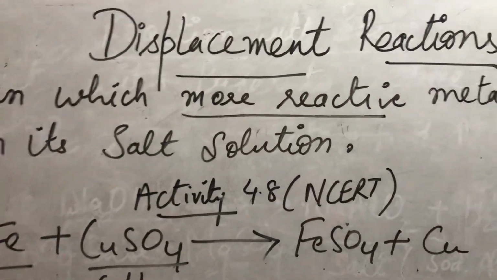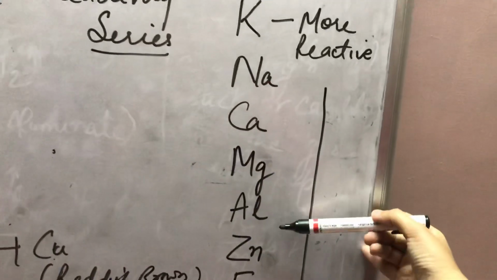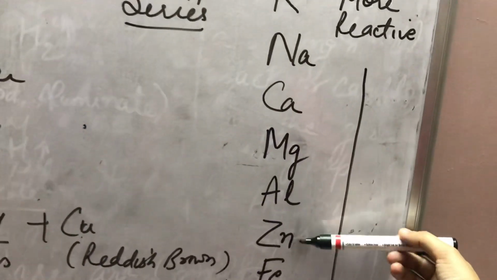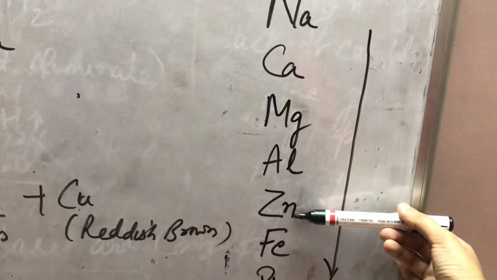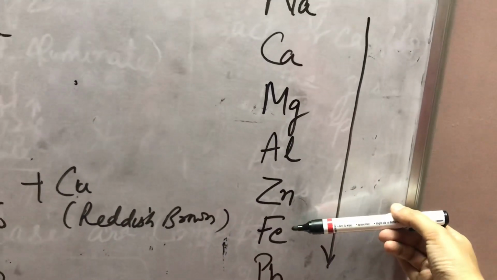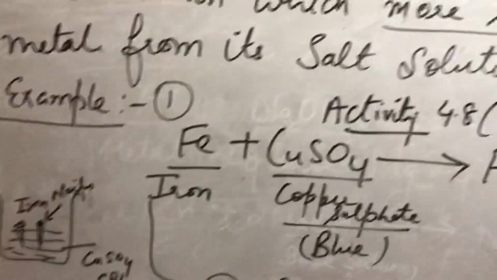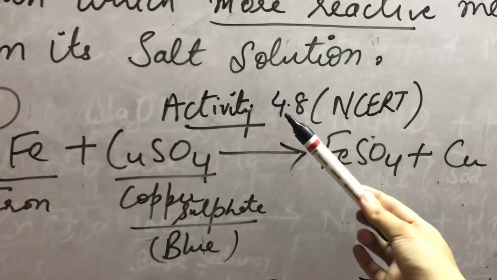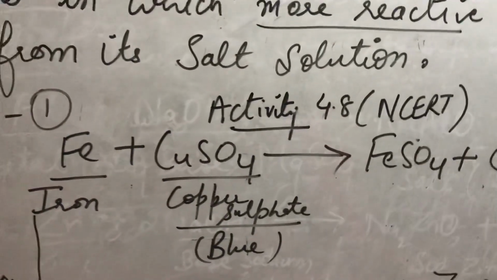हमारे पास जो reactivity series में more reactive element है like zinc, then the iron, then the zinc is able to displace the iron from its salt solution. But with that we have to discuss so many examples, and the activity related to this is given in your book, activity 4.8, that is in your NCERT.